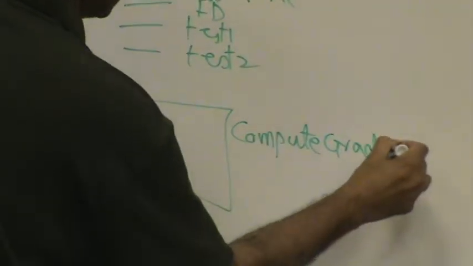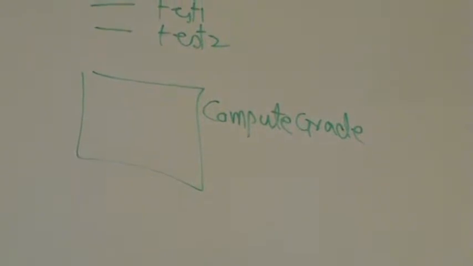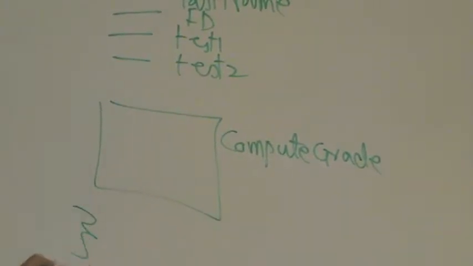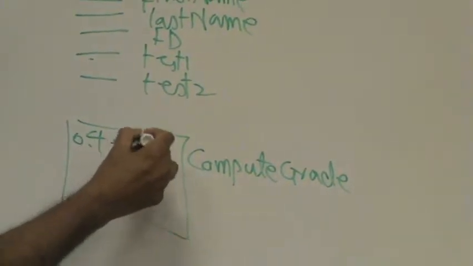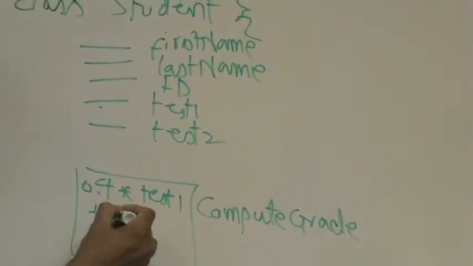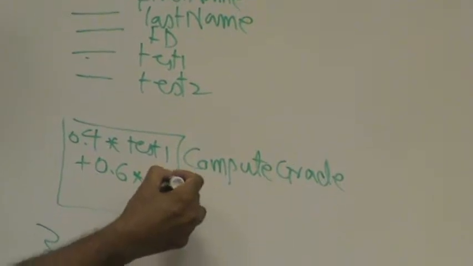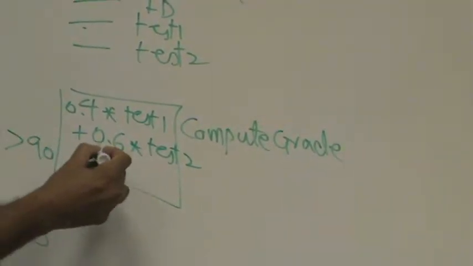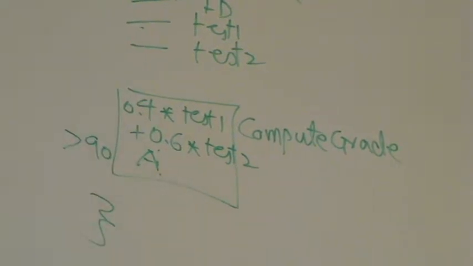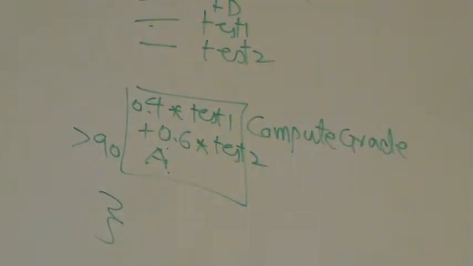Okay, and let's pretend this compute grade first computes a weighted average where 40% of the weight is given to test 1, 60% of the weight is given to test 2, let's pretend. And then based on that, if it is greater than 90, the grade will be A, and so on. Okay? So we wrote this class, right?